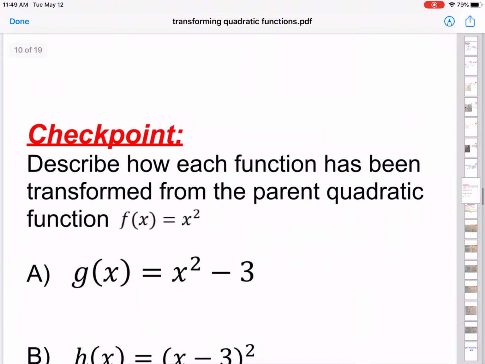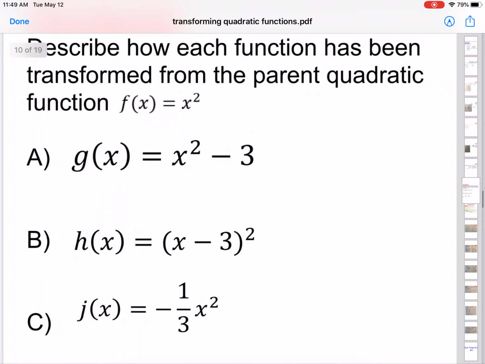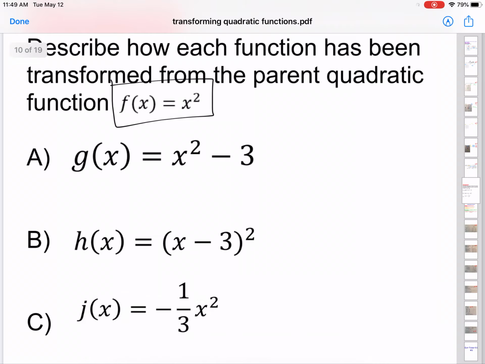Let's go ahead and take a look at our checkpoint question. There are 3 different problems here. It says, describe how each function has been transformed from the parent function f of x equals x squared. So take a moment to try these 3 problems. There may be more than one transformation for each part, and then come back to check your work.